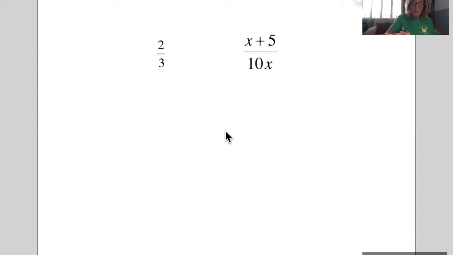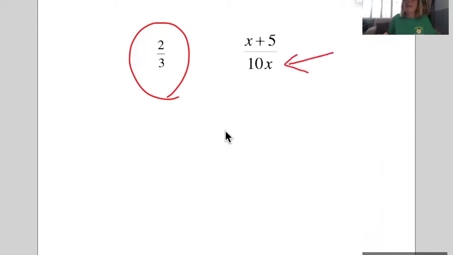A rational number is any number that can be written in fraction form. So 2/3 is a rational number because it is possible to do 2 divided by 3 and get a decimal number from it. A rational expression happens when you have a variable in the denominator. So this would be considered a rational expression.